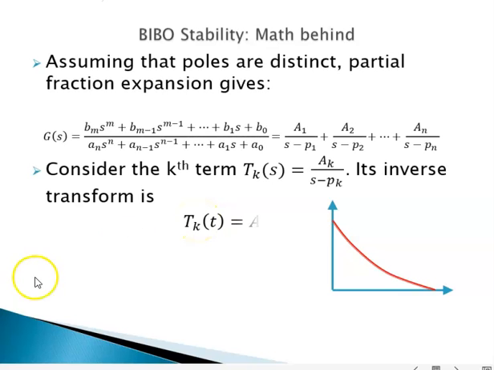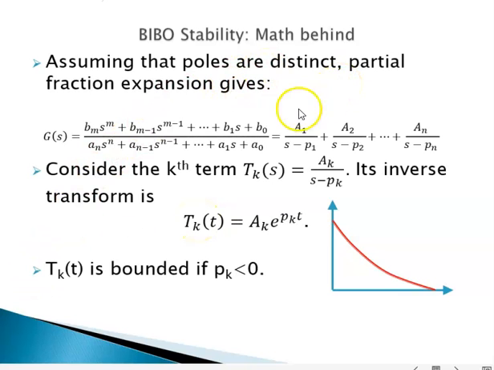If we assume that poles are distinct, then by partial fraction expansion you can write this. If p1, p2, p3 and so on are poles, you can split this into partial fractions given here, and in general a kth term will be ak by (s minus pk). If you take the inverse transform of this, you get ak e to the power of pk t. So the inverse transform of G(s) has terms such as a1 e to the power of p1 t plus a2 e to the power of p2 t and so on.